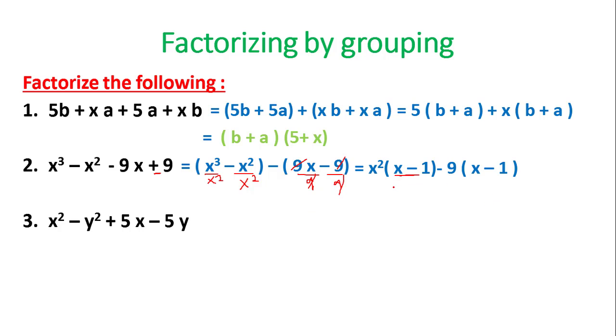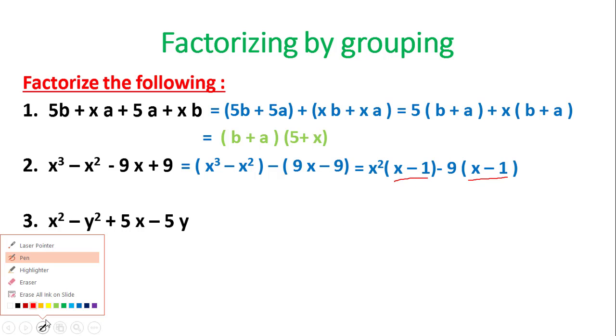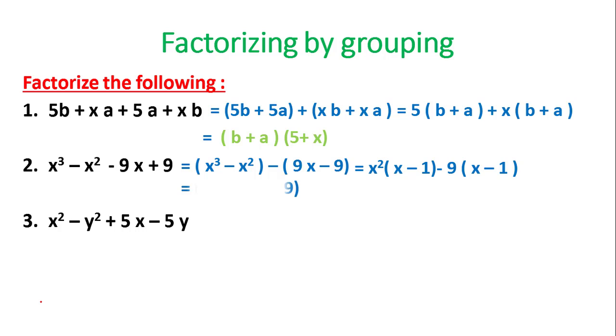Okay, now I can notice that I have a new common factor, which is x minus 1. So I'll take it again. I'll take x minus 1 as a common factor. The remainder will be x power 2 minus 9. But you can notice here we have x power 2 minus 9. This is a difference between 2 squares. So I should factorize it also.